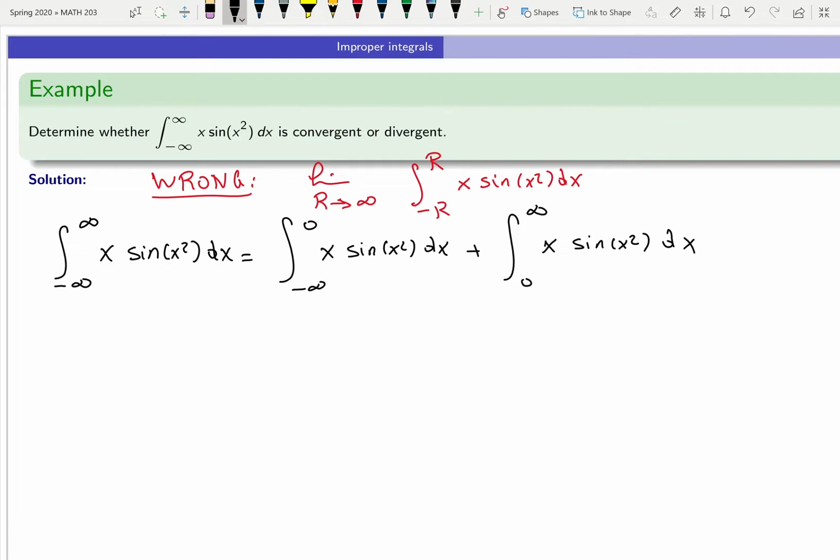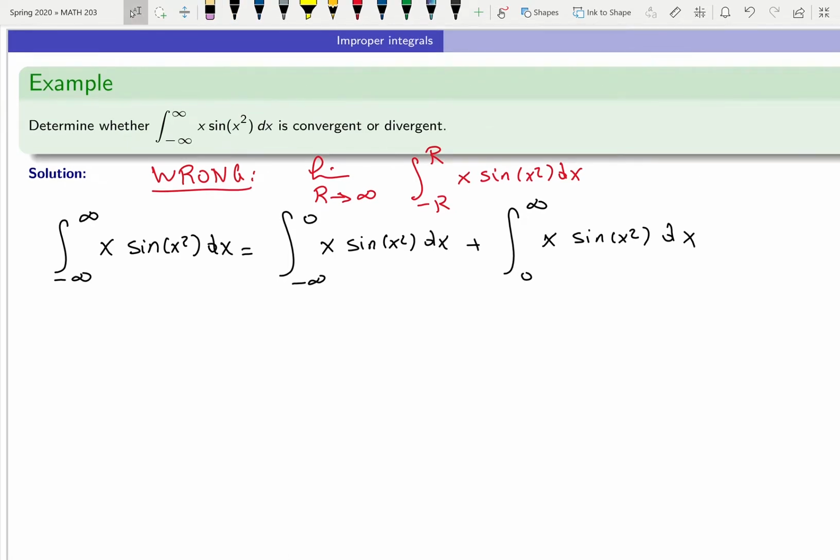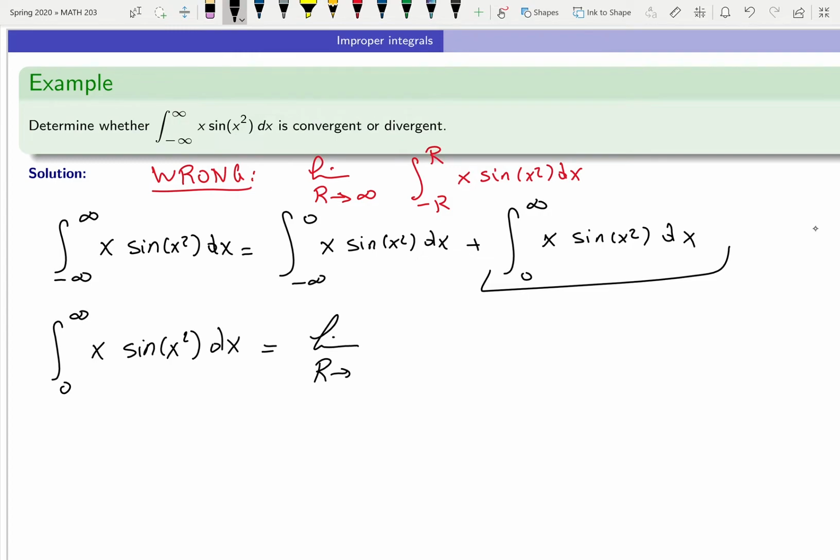So what I'm going to do first is pick one of them and compute the improper integral. Let's start with the integral from 0 to infinity. When I find this, if it is divergent, then I stop and the whole integral will be divergent. If not, then I have to find the other one and then add them up at the end. So this integral is, by the definition, the limit when r goes to infinity of the integral from 0 to r of x sine of x squared dx. Okay, let's compute the integral first.